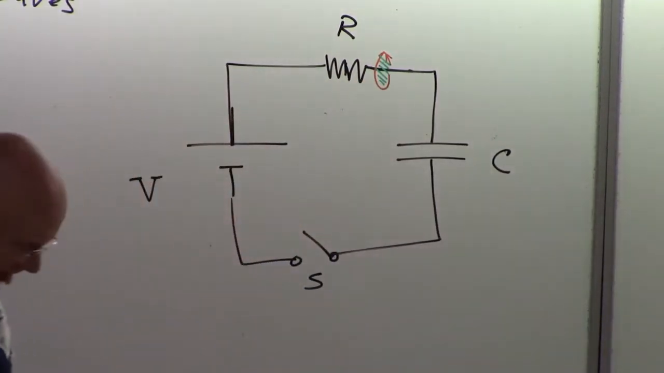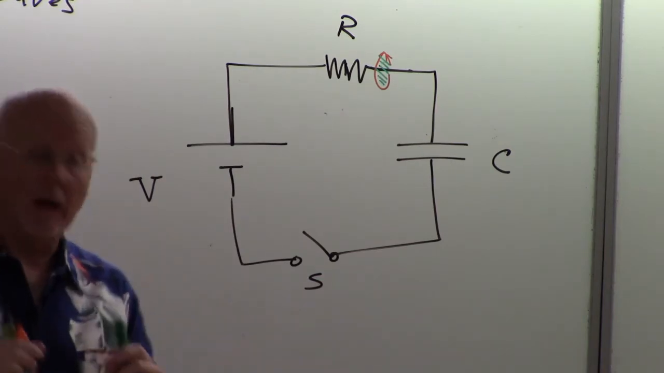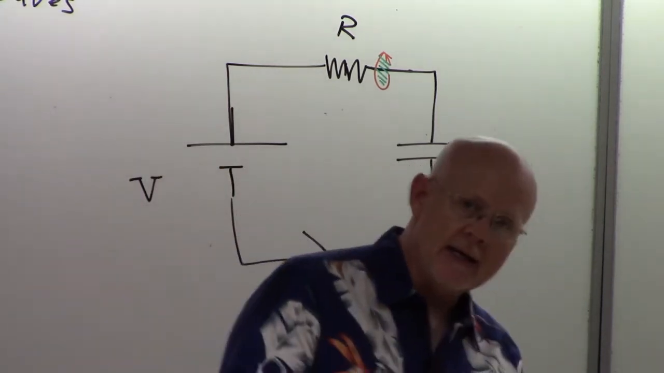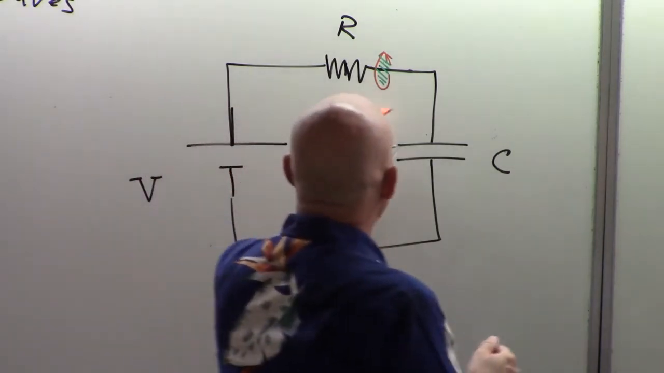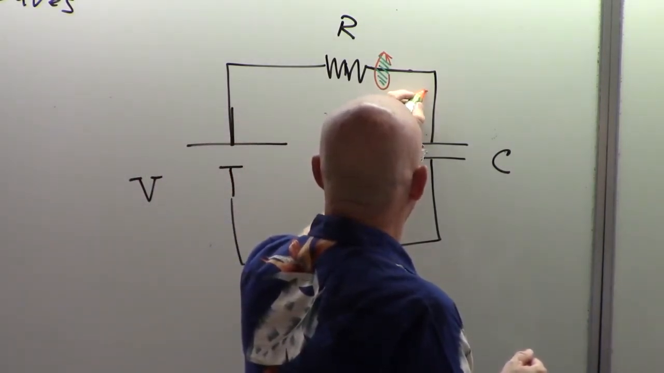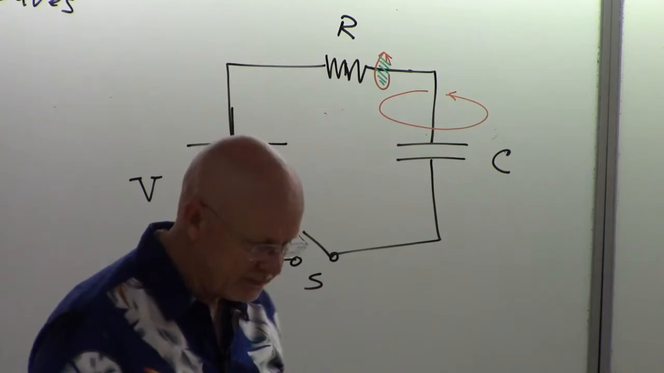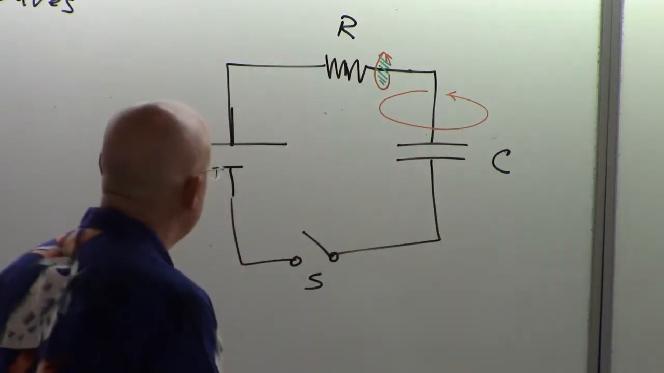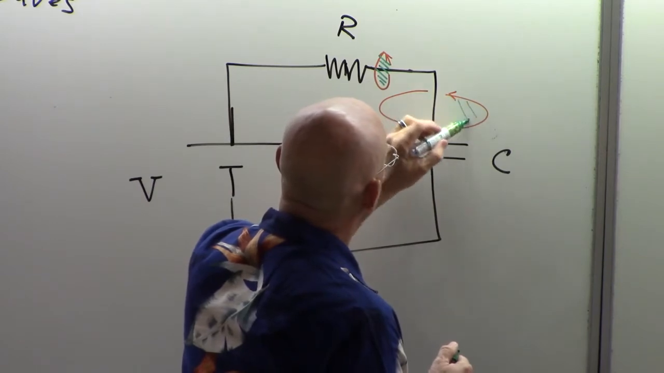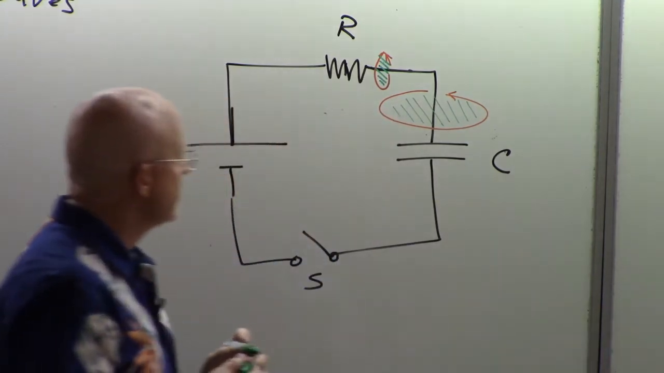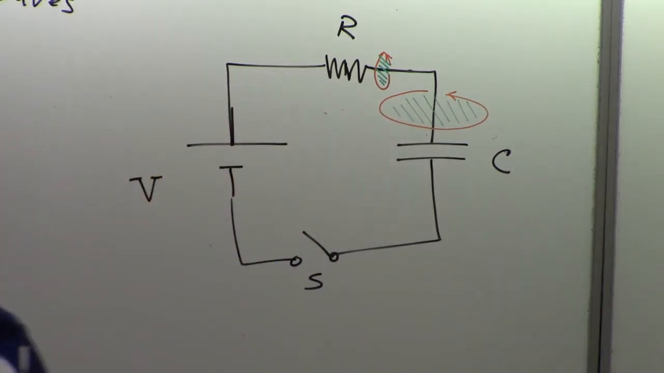But here's what bothered Maxwell, and hopefully now will start bothering you. He said, let's look near the capacitor. Let's take a loop, and I'll make a big loop here around the capacitor. And if you color in the surface, here's where I would say he's thinking outside of the box. He's saying, look, that surface is in a plane, but there are other surfaces.